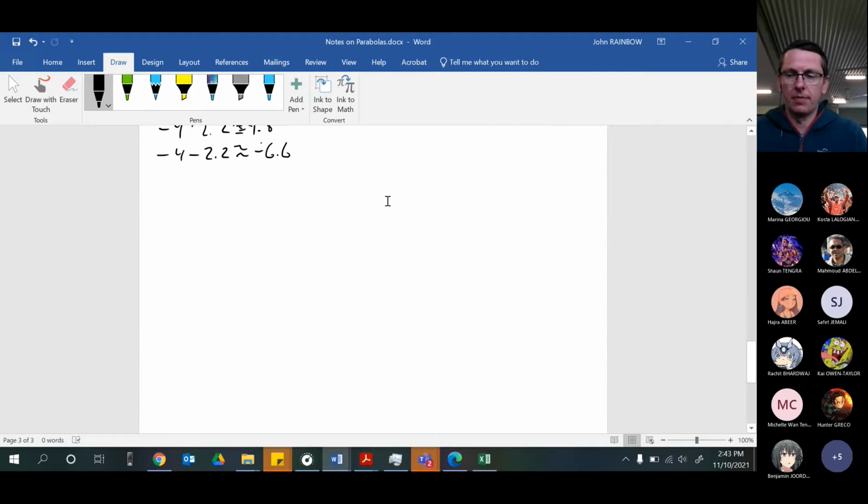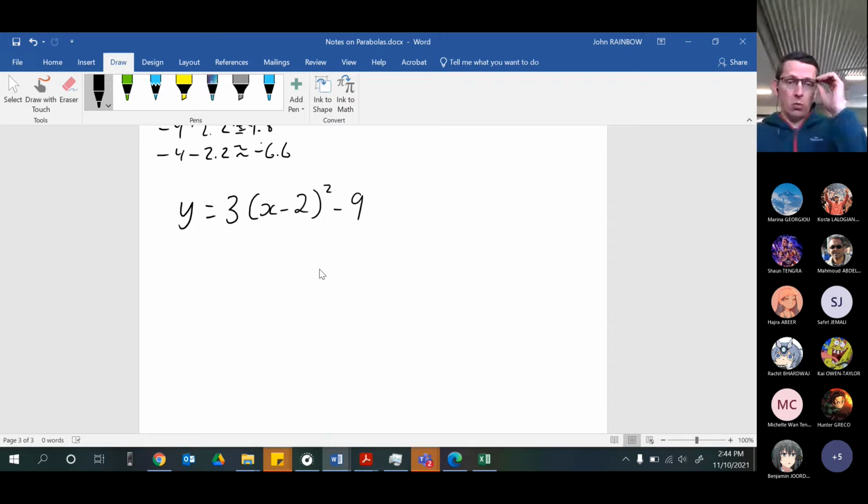I'm going to go through a bit of an easier one. If we've got y equals 3 bracket x minus 2 all squared minus 9, have a think about this, what's happened to the graph. Has it been dilated? Yes, by 3 from the x-axis. So it's gone narrower.